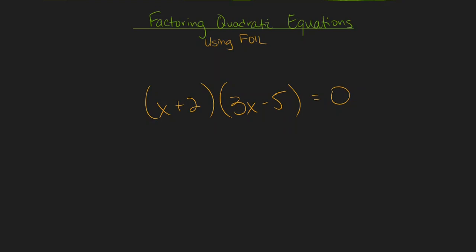The F stands for the firsts. That means the first term of each factor. In this case, our firsts are x and 3x, which will give us 3x squared.